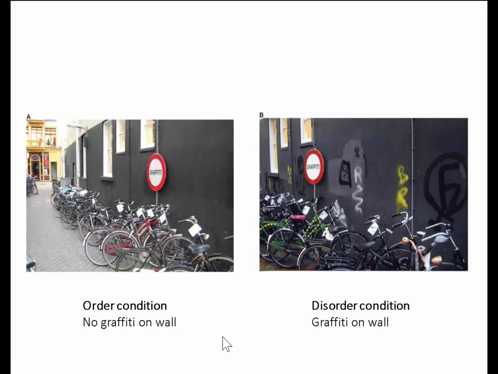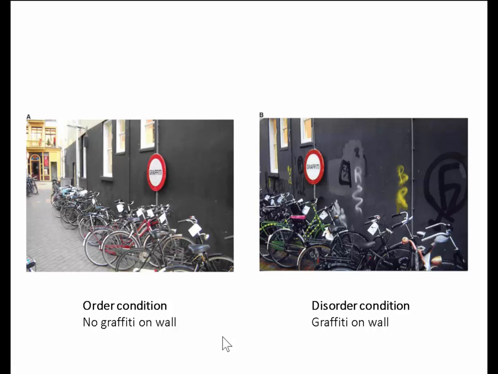Now they have the disorder condition, which is basically the treatment. And what they did is overnight they put some crappy graffiti on the wall. Actually, they even describe in the paper how they made efforts to make it look really crappy, so that it clearly looks like some shitty graffiti they put there on the wall, and there's the sign, no graffiti, but it's obviously violated.